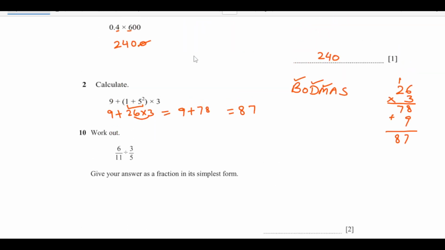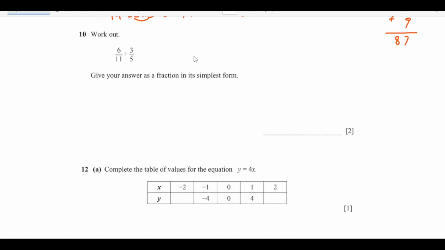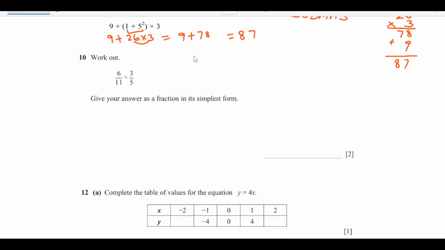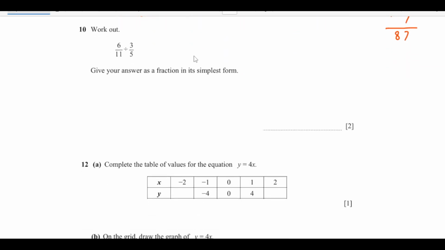Okay. So after this we have here number 3. I have just randomly picked up questions from different papers. So for this next question we have here, 6 over 11 divided by 3 over 5. 6 over 11. So this division sign will become multiplication, and this should swap the numerator and denominator. So 5 over 3, we'll just change them. So now see, give your answer as a fraction in its simplest form.